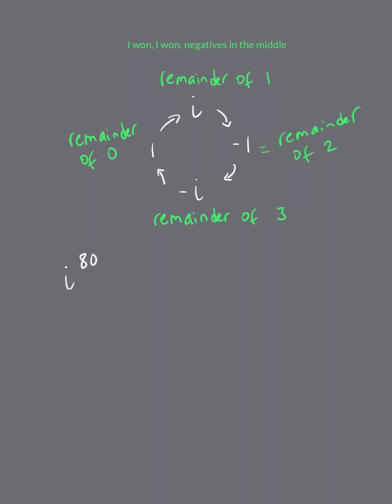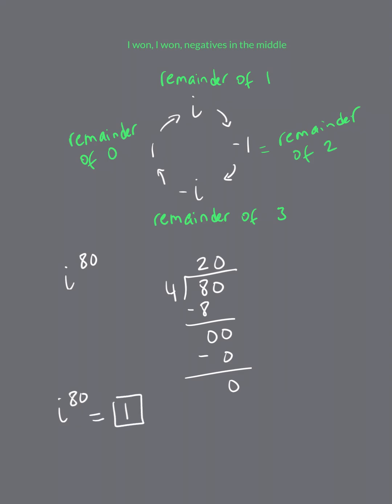For our last example, let's do i to the 80th power. You can see that 80 is divisible by 4, but if you don't see that, you can always go ahead and do the long division. So 4 goes into 80 20 times. So i to the 80th power, since there's a remainder of 0, would be equal to 1.